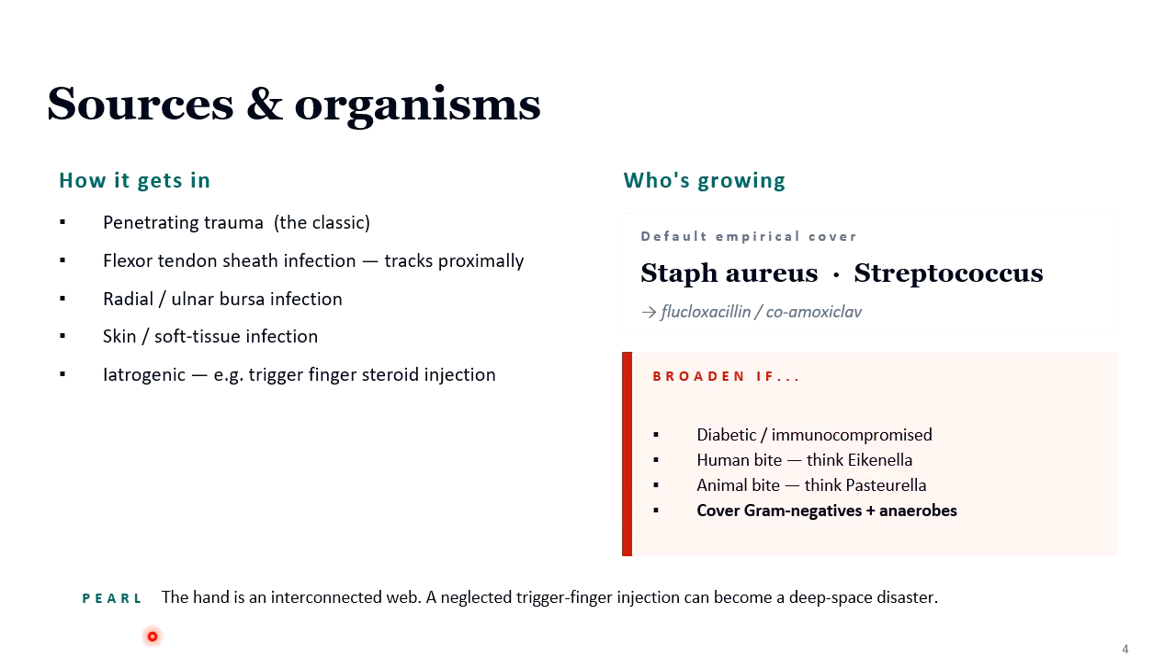Remember that the hand is an interconnected web, and a neglected trigger finger injection can become a deep space disaster. So even clinic procedures such as percutaneous trigger finger releases could lead to this disastrous condition.